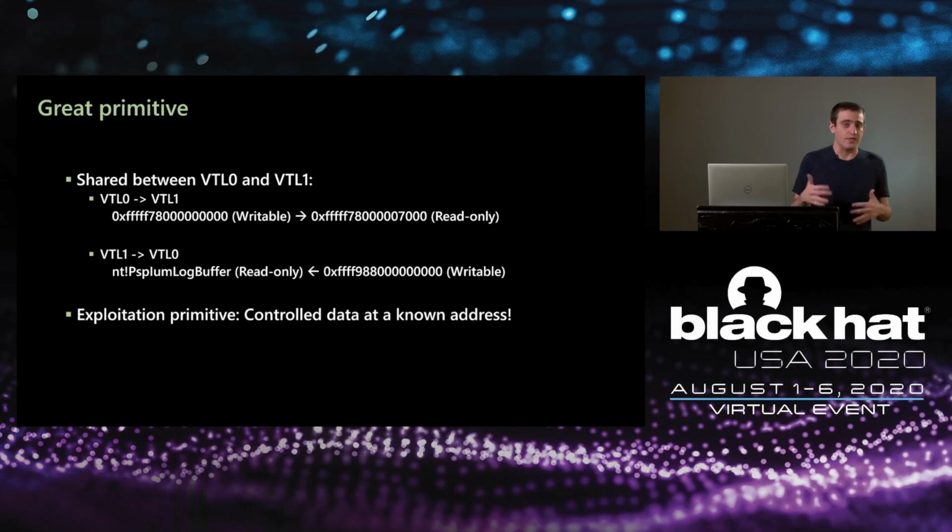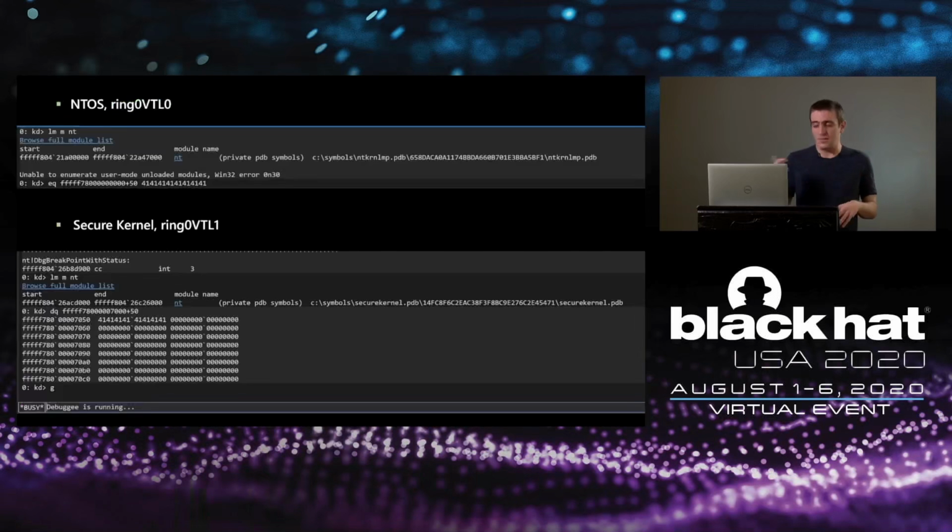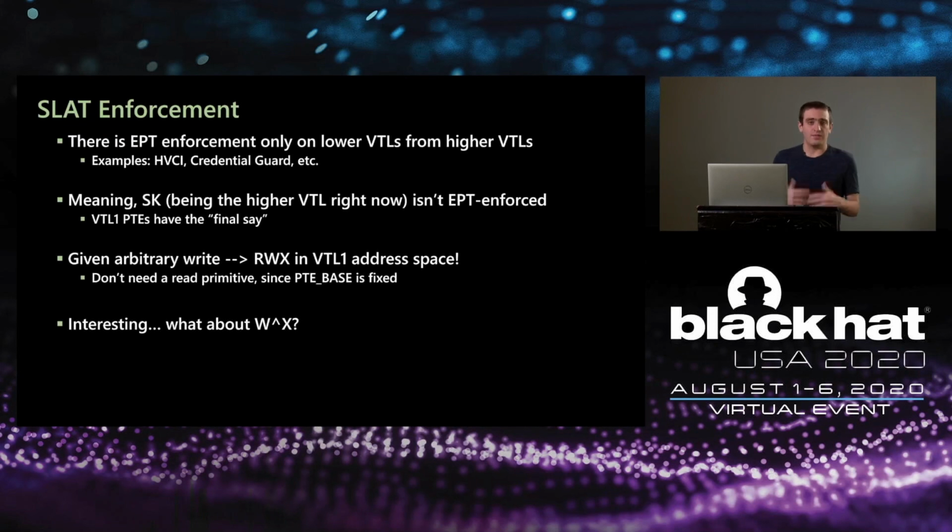This introduces a great exploitation primitive of controlled content at a known address, which we usually need to invest some time before we can gain such a primitive. And there is the POC of that. In the first debugger, which is attached to MSRC, we just write an arbitrary value. In the second debugger, which is attached to the secure kernel, we just read this value, and everything works great.